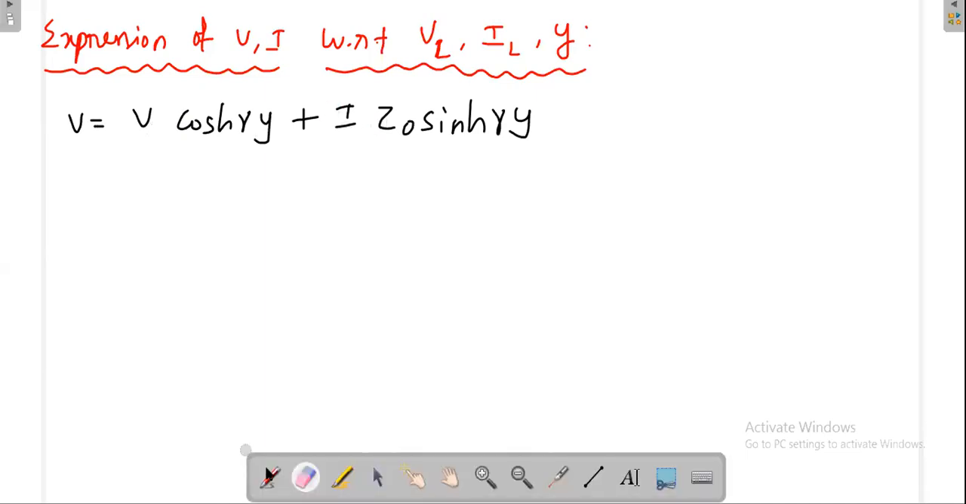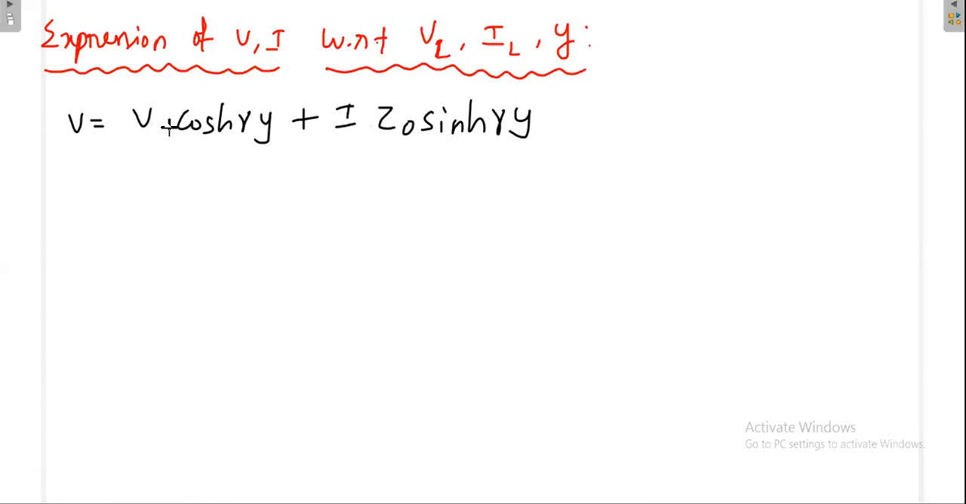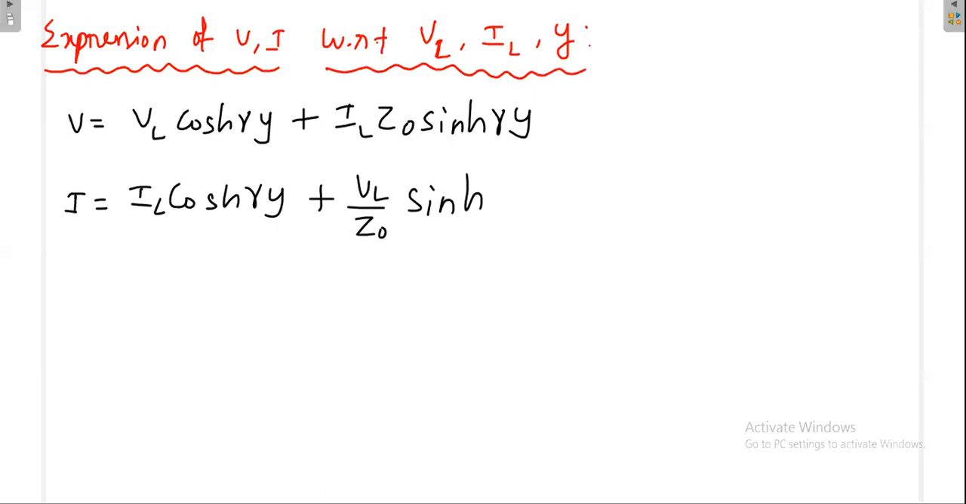Please note down VR and VL is always same. VL, this is IL. Okay, next I is equal to IL cos H gamma Y, plus VL divided by Z naught sin H gamma Y.